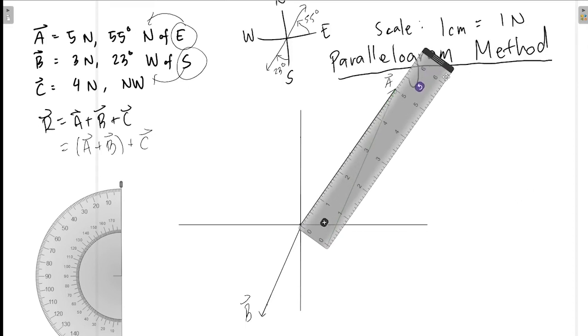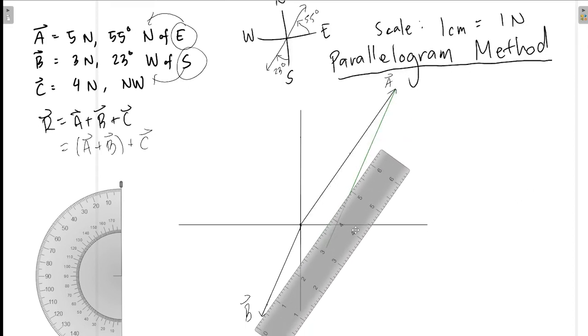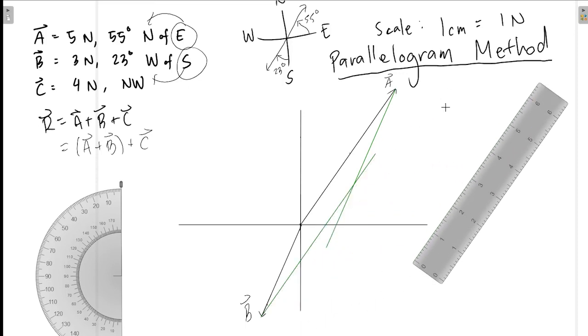Okay, so ito yung direction ng A. Now, we will draw a line galing sa head ni B parallel to A. Okay, so yan yung ating parallel. So effectively, we have drawn a parallelogram.